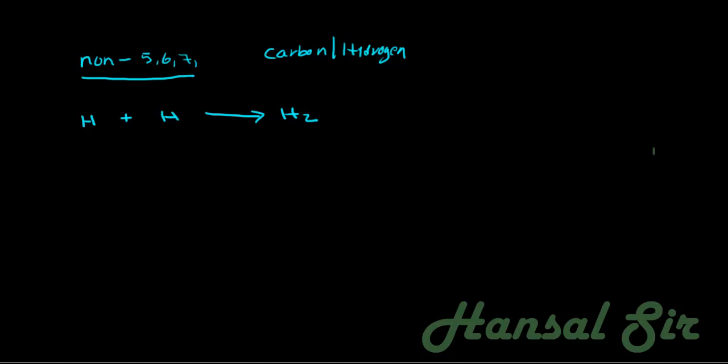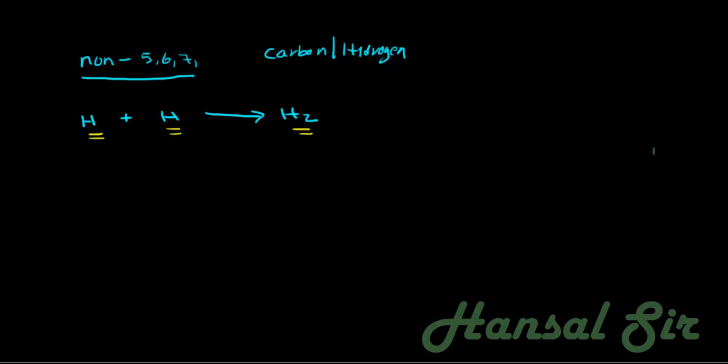Now make sure we understand this. Hydrogen atoms are not stable because they do not have 2 electrons in their outermost orbit. But the hydrogen molecule is stable because it has 2 electrons in its outermost orbit.